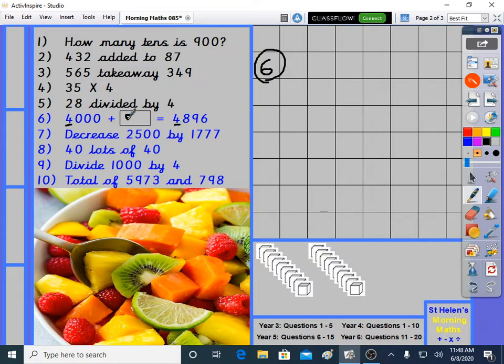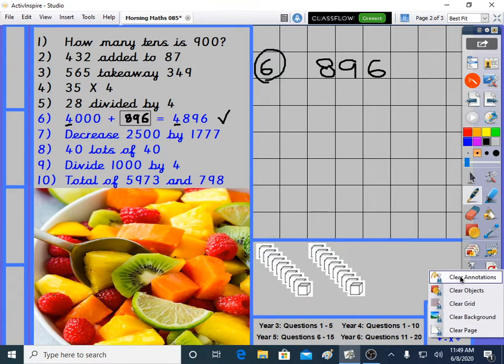So it's the 896 that has to be added. Always check these when you've written in the box. 4,000 plus 896 equals 4,896. That makes sense. So 896 was what went in the box, which was our mystery, our missing box, which was our answer in this case, really.